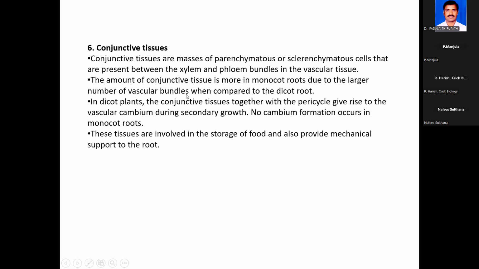In dicot plants, the conjunctive tissue together with the pericycle gives rise to the vascular cambium during secondary growth. So no cambium formation occurs in monocot roots. Generally in monocots, secondary growth is absent. These tissues are involved in the storage of food and also provide mechanical support to the root.